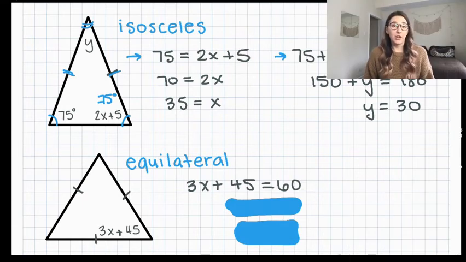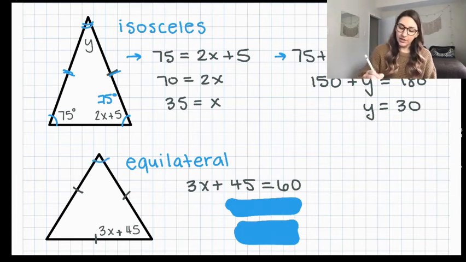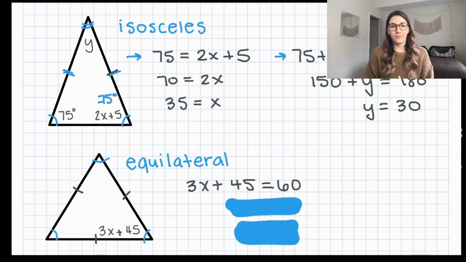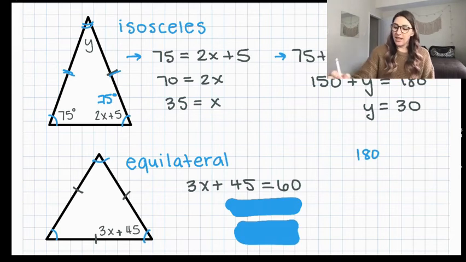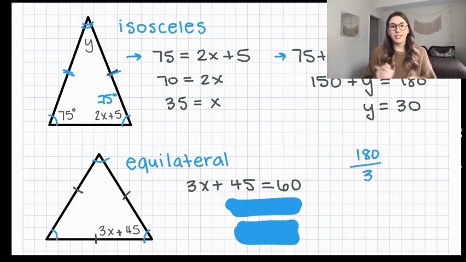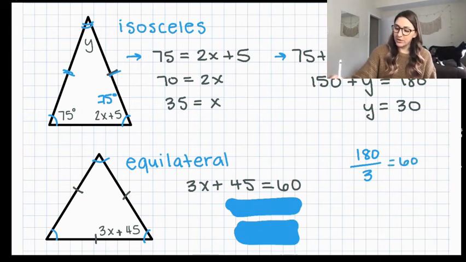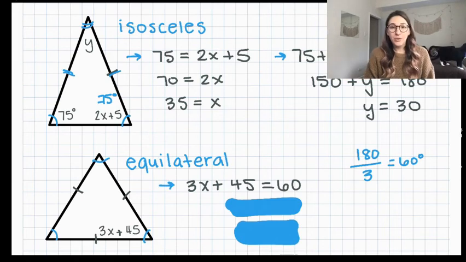Finally, we can use the triangle angle sum theorem to solve for missing angles and variables in equilateral triangles as well. What we know about equilateral triangles is that they have three congruent sides and additionally three congruent angles. So if we have 180 degrees in the entire triangle and all the angles together, and if we shared that 180 degrees evenly between the three angles, we would be left with 60 degrees for each angle. So that's where this equation comes from.